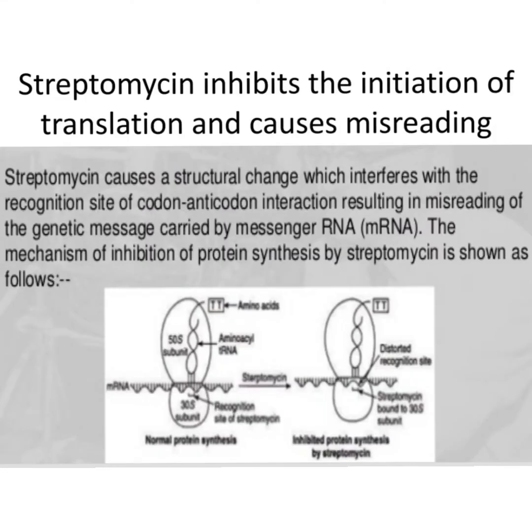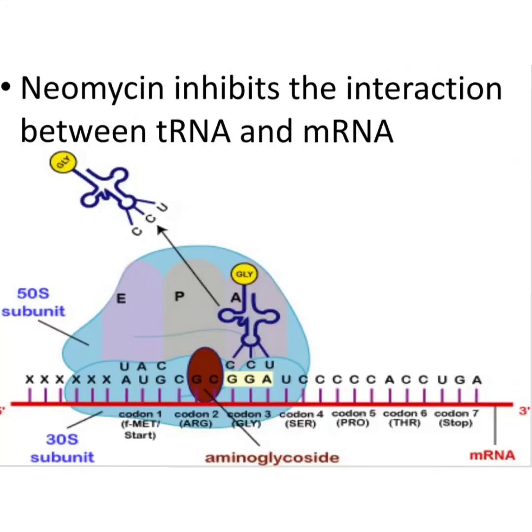Now, streptomycin inhibits the initiation of translation and causes misreading. Streptomycin causes a structural change which interferes with the recognition site of the codon-anticodon interaction, resulting in misreading of the genetic message carried by the messenger RNA. The mechanism of inhibition is depicted in the image. You can see that the recognition site is distorted and streptomycin is bound to the 30S subunit. This inhibits the protein synthesis.